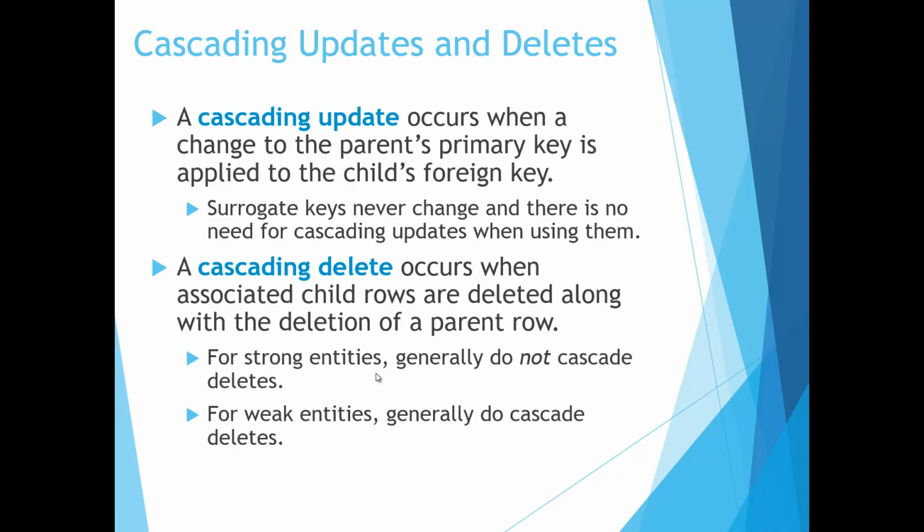Cascading is used in conjunction with the on delete or on update, which means that the child data is either deleted or updated when the parent data is deleted or updated. Cascading update occurs when a change to the parent primary key is applied to the child foreign key. Surrogate keys never change, and there is no need for cascading updates when using them because they are not related. It's a key that I added to the database just to identify it.